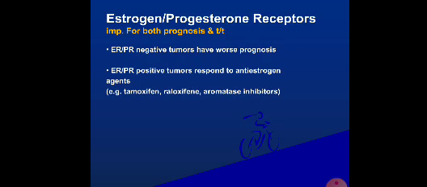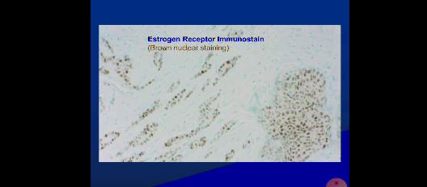We have various good chemotherapy for this. If ER/PR negative, then the prognosis is poor. This slide shows brown nuclear staining, the estrogen receptor immunostain. So it shows ER positive.